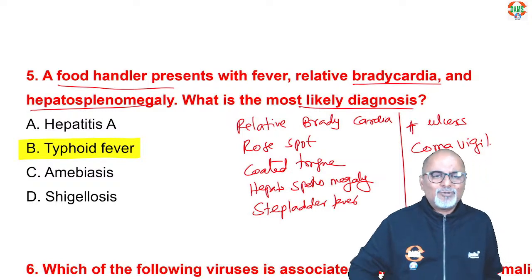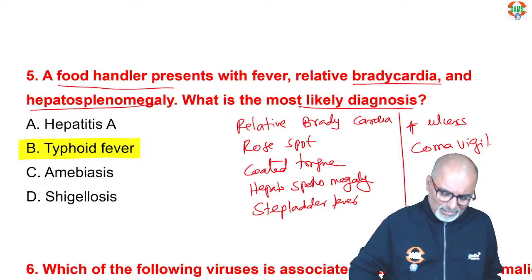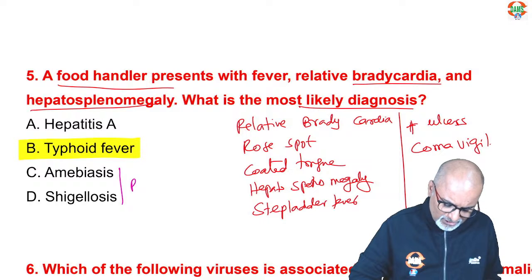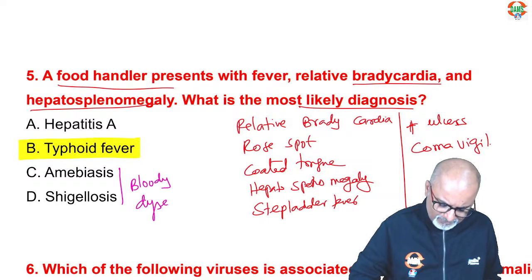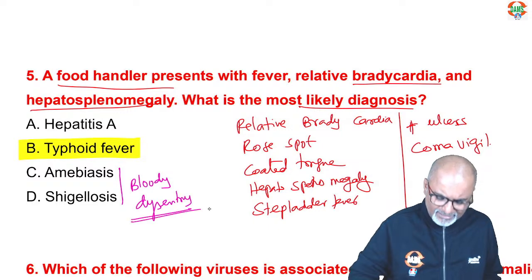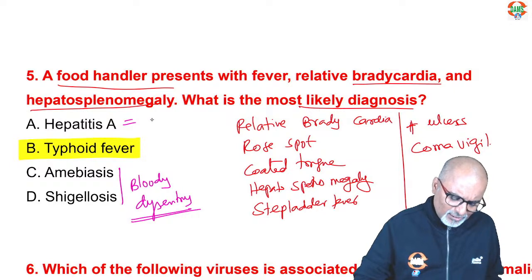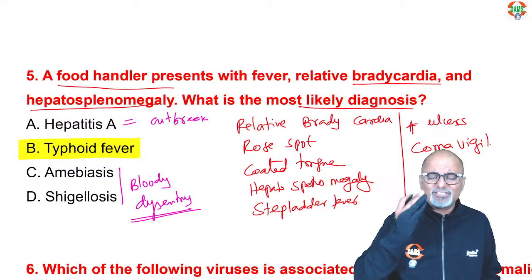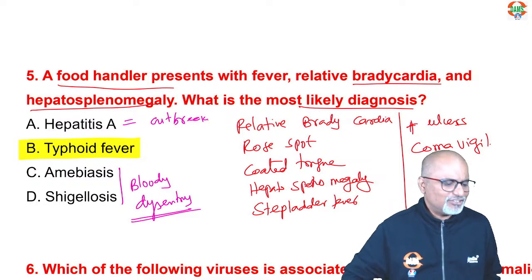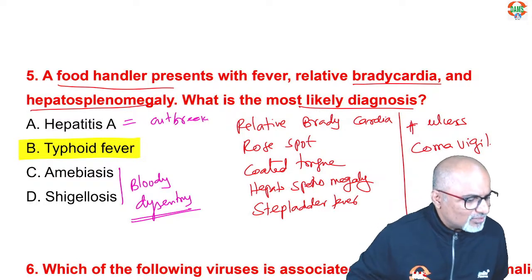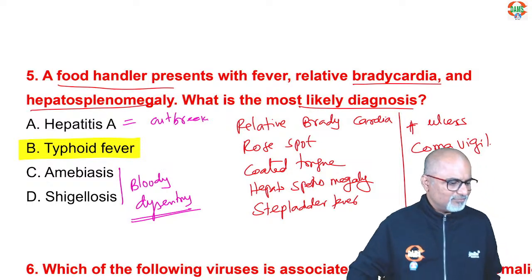Okay, suppose if you don't know this, you can rule out. Shigellosis and amoebiasis produce bloody diarrhea, dysentery, stool with mucus. Hepatitis A causes diarrhea outbreaks, with yellow discoloration of skin and sclera. Yes, you are right, Dr. Lavanya Raja. This is typhoid fever.